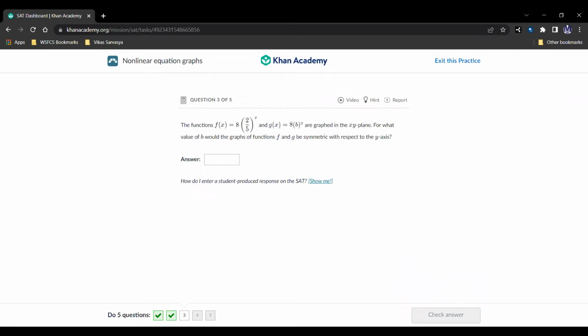All right, question number 3. Here it is. Functions f of x equals 8 times the fifth root of x and g of x equals 8 times b to the x are graphed in the xy plane. For what value of b will the functions f and g be symmetric with respect to the y-axis?